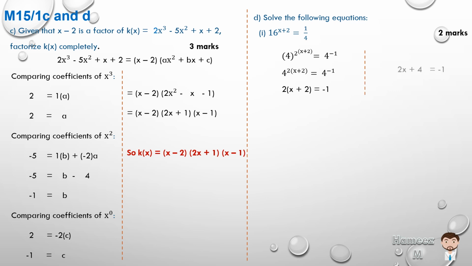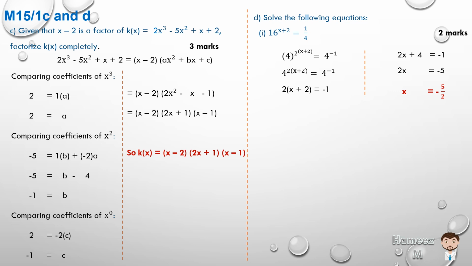That will give us 2x + 4 is equal to minus 1. So 2x is equal to minus 1 minus 4, which is minus 5. So x is equal to minus 5 over 2. This tells us that when x is equal to minus 5 on 2, the left-hand side will be equal to a quarter. And if you want, we can substitute it in there.